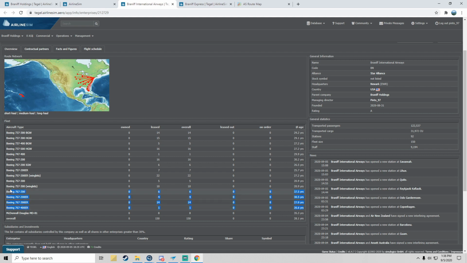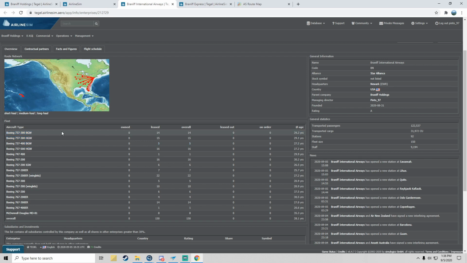So we have the 767s here. There are four different versions: 200, 200ER, 300ER, and 400ER. So that's one grouping. And then we have the 757s. There we go. A couple different types, but still, at the end of the day, they're all 757s. We have a single 747, kind of the odd one out. And then we have a couple 737s.